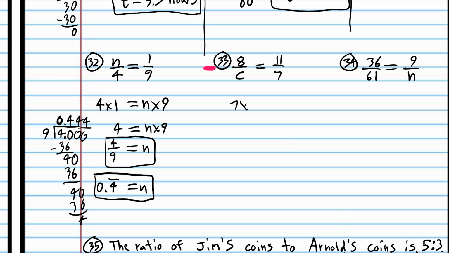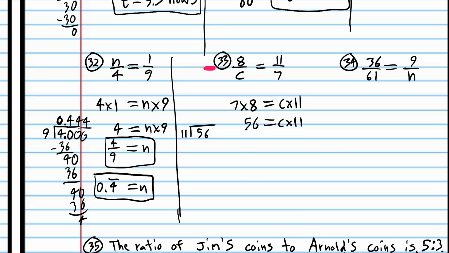So 7 times 8 is equal to C times 11. 7 times 8 is 56. How many times does 11 go into 56? So now we have a double-digit number. That's the divisor. So how many times does 11 go into 5? It doesn't go into 5, but 11 does go into 56. It goes 5 times. 5 times 11 is 55. 56 minus 55 is 1.